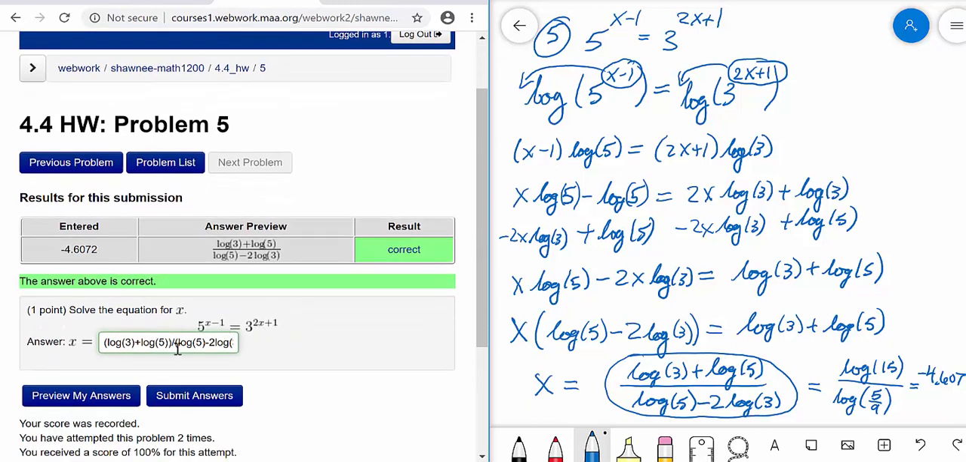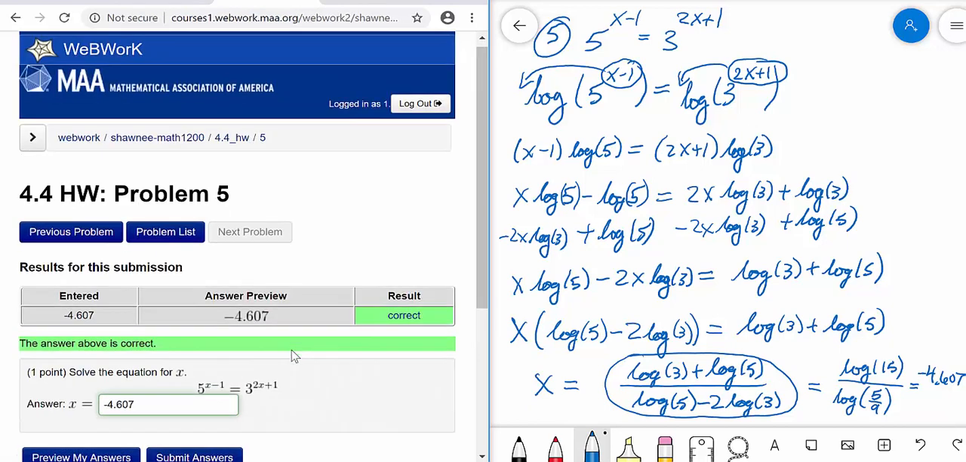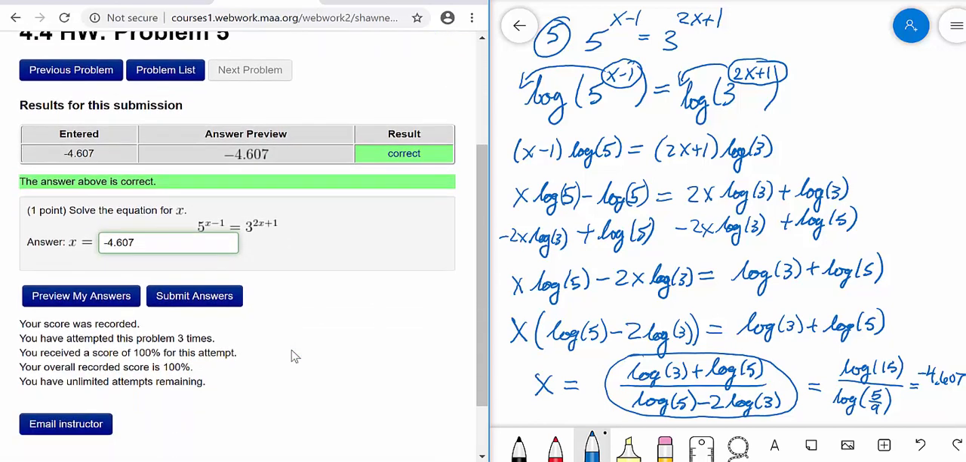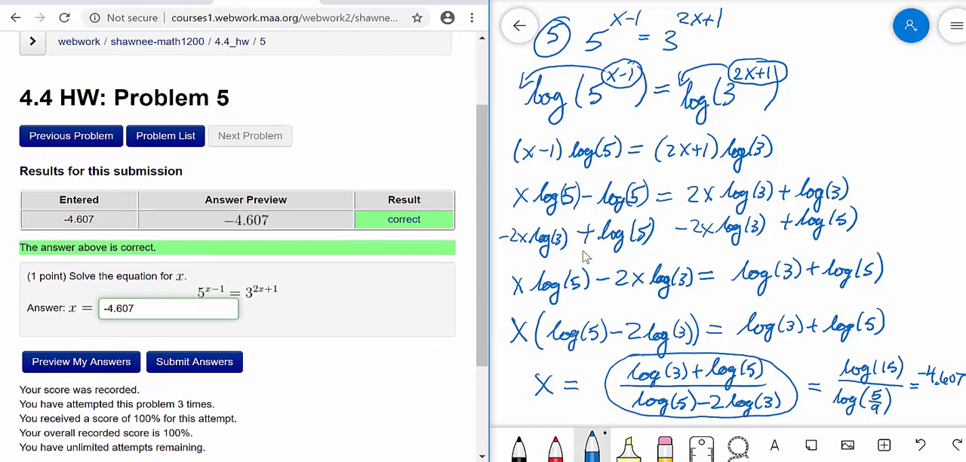So again, you can see from what I entered, it gives me the decimal value, negative 4.607. That would be a correct answer as well. So if I type in negative 4.607, submit, that would also be accepted as a correct answer. All right, so this one was a little bit more challenging. It has a lot of algebra, but it's using this properties of logarithms that you can take the log of both sides of an equation. And this finishes the 4.4 homework problems.